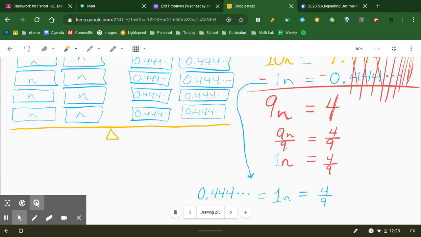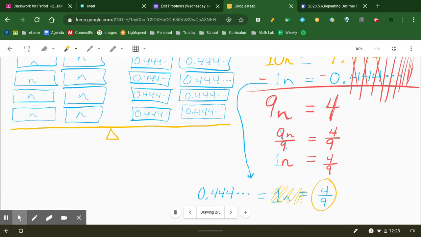So what you can imagine is by taking away the middle part, if a equals b equals c, if 0.4 repeated is equal to 1n and 1n is equal to 4 ninths, that logically says that 0.4 repeated is the same as 4 ninths. We just took a repeating decimal and changed it into its equivalent fraction.